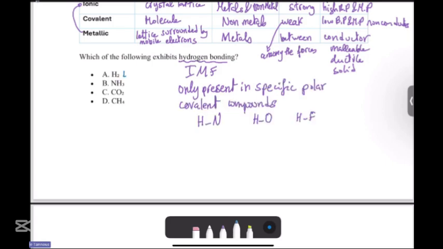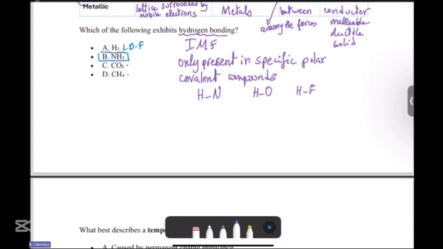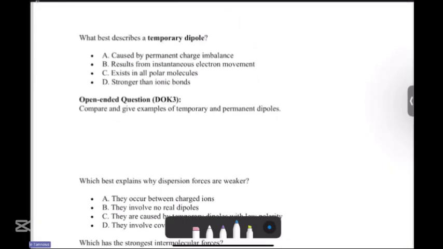Now, this one will only do London dispersion forces. This is not even polar. And this one, the bonds are polar, but they cancel each other, so we don't worry about this. This is non-polar as well. So this is H and N. That's the one that will exhibit London dispersion forces, dipole-dipole, and hydrogen bonding. Now, what best describes a temporary dipole?